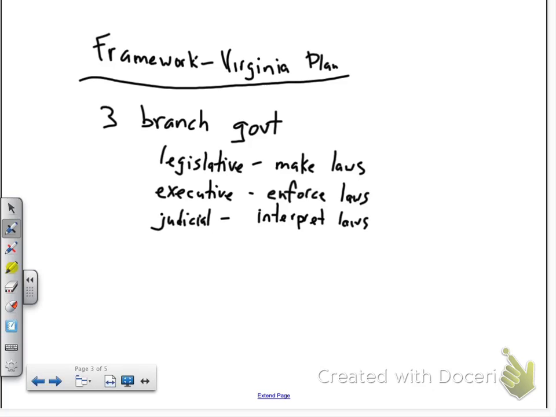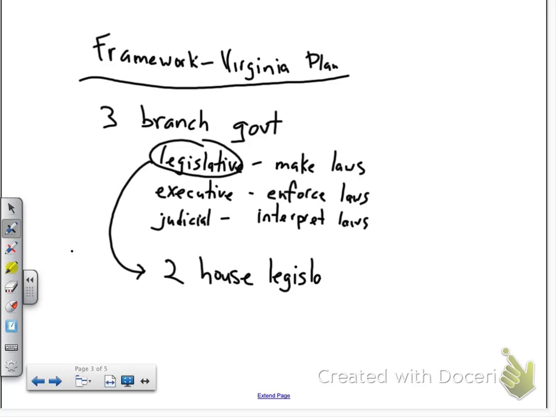Well, not only did they have these 3 branches, but they talked about a legislative branch. What did they say the legislature would look like? What type of legislature would we have? Jacob? We would have 2 houses. A 2-house legislature. What word did we use for that? Do you remember the word for 2 houses? What did it start with? Maxby. Yes, very good.